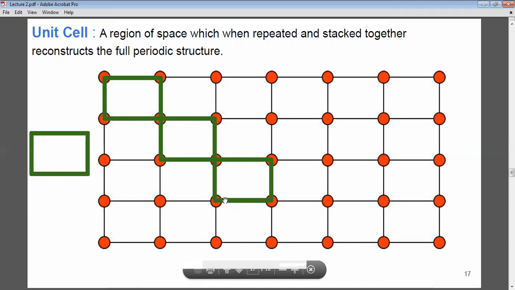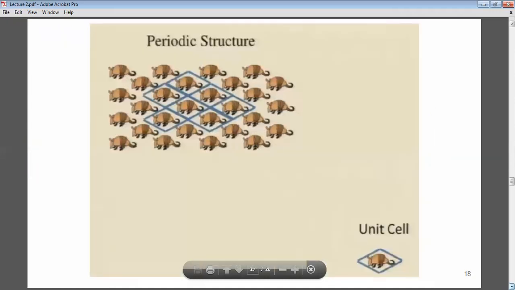This is exactly like the tiles in a bathroom. The tiles will reconstruct the whole space. Another one is this mouse over here. We have a unit cell which contains one mouse. We can stack them all together to reconstruct the whole periodic structure.